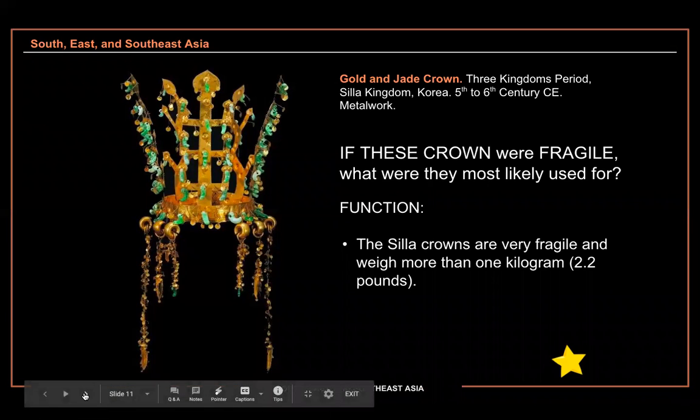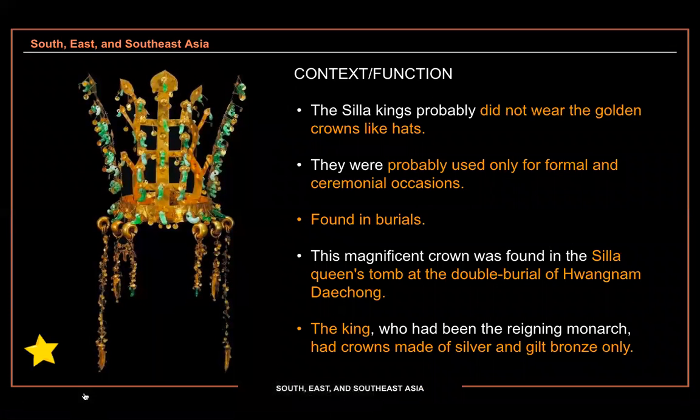It's pretty obvious it wouldn't be for everyday king use. So they were probably not worn like hats. They were probably used with formal attire or for special circumstances like different ceremonies. They were found in the burials of the emperor's tombs. So more than likely, they could have just been possibly used in the afterlife because they were so fragile.